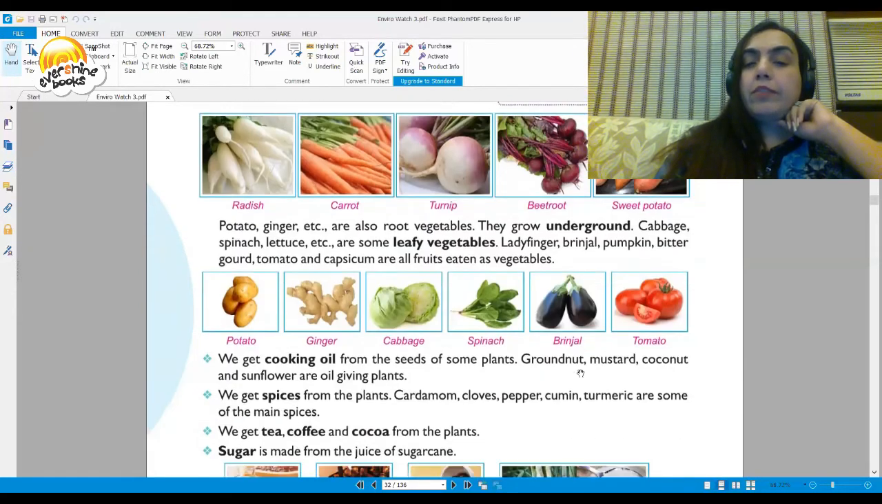We get cooking oil from the seeds of some plants. You must have heard people using groundnut oil, mustard oil, coconut oil, sunflower oil. These are all plants that give us oil.